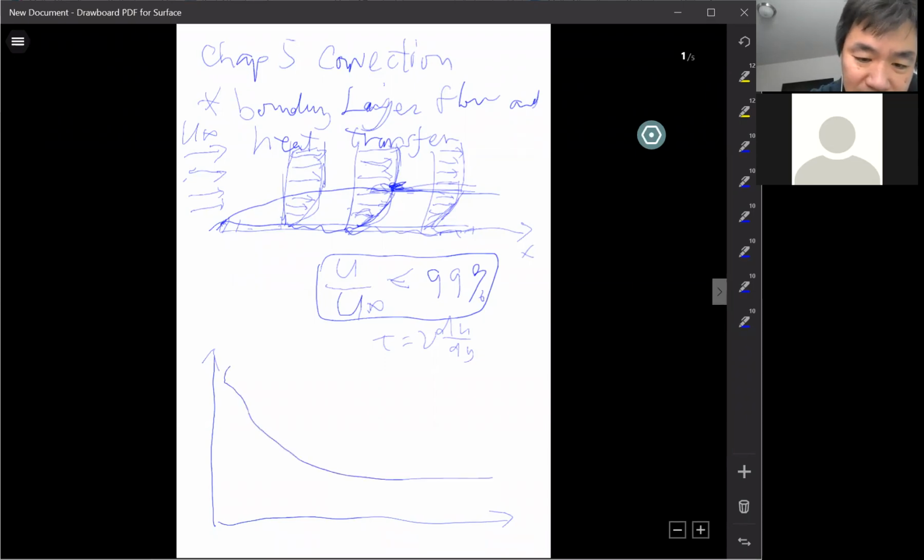So this is shear stress on the y-axis versus x. This is what the shear stress looks like.